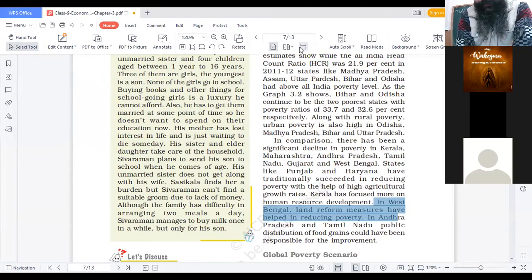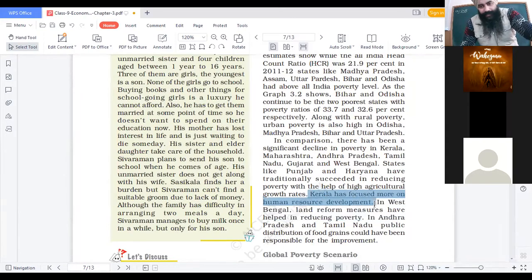Andhra Pradesh and Tamil Nadu have achieved success through a proper public distribution system. Kerala has focused on human resource development through improvement in literacy. These states have laid emphasis on food security.